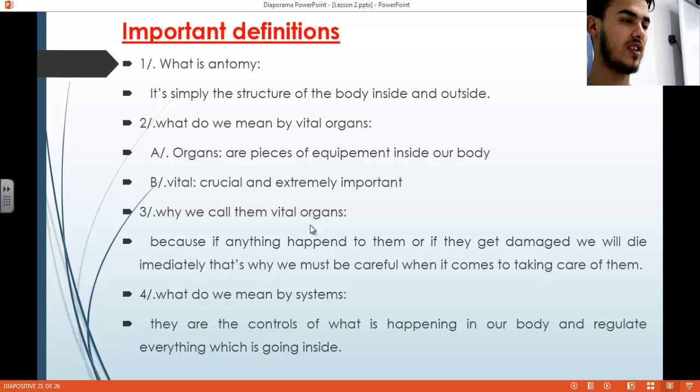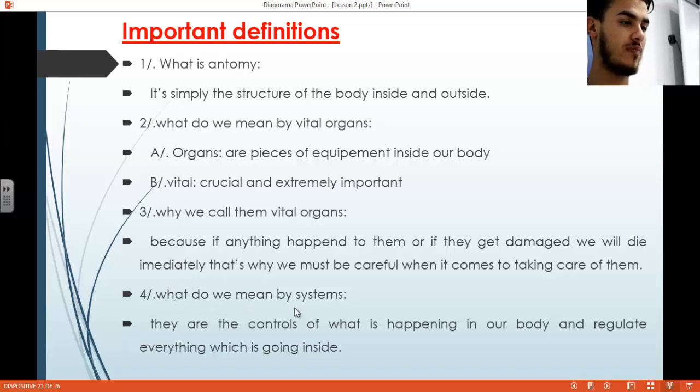Why do we call them vital organs? Because if anything happened to them or if they got damaged, we will die immediately. That's why we must be careful when it comes to taking care of them. Here we have maybe 5 or 6 organs which are very important in our body and we can't replace them: the heart, the skull or the mind, and other organs which can never be replaced.